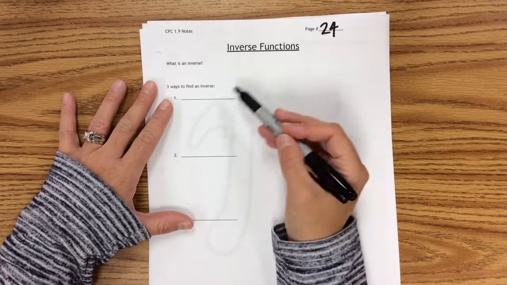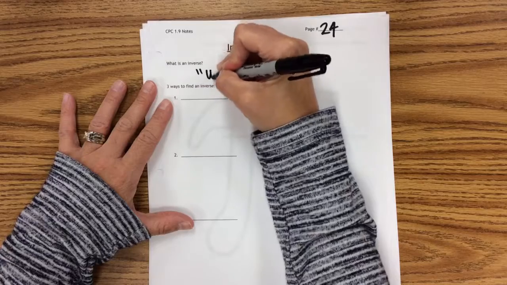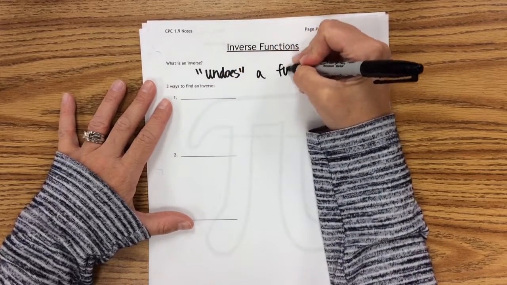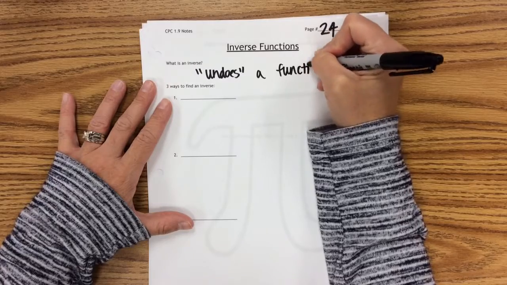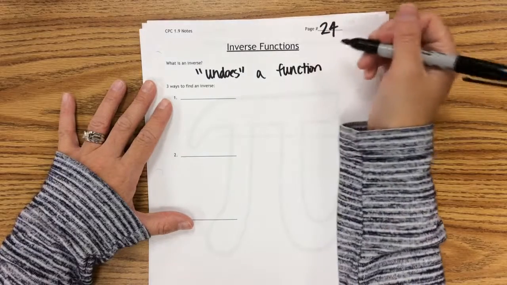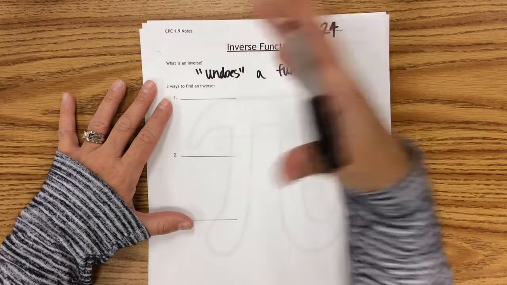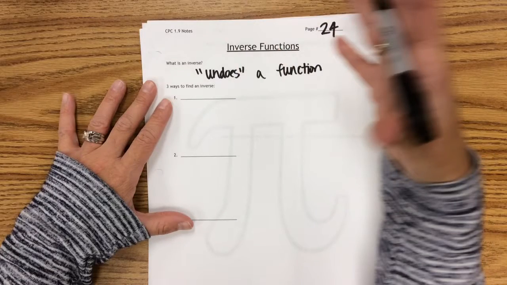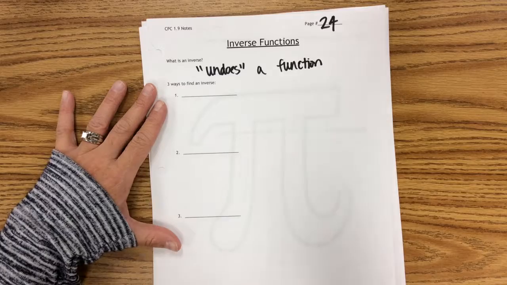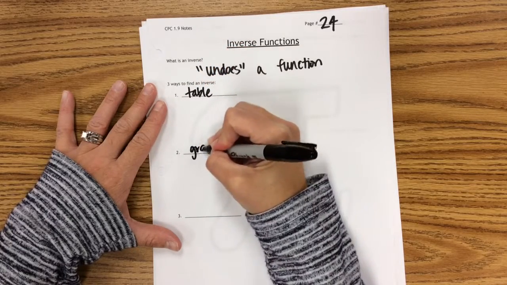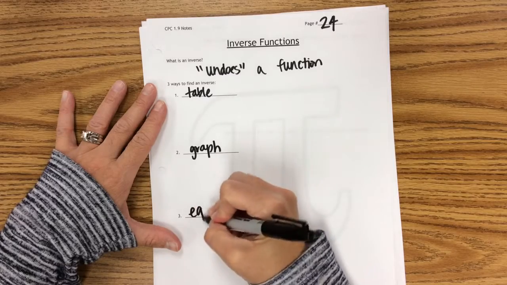An inverse function is going to be a function that undoes a function. So if the original function adds 4, an inverse would subtract 4. It's going to take everything backwards to where it originally was. So the three ways we're going to look at an inverse is a table, a graph, and an equation.